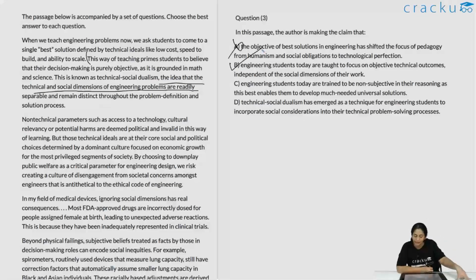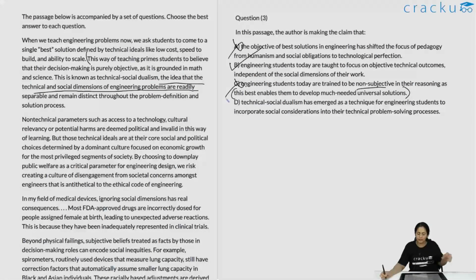Engineering students today are trained to be non-subjective in their reasoning, as this best enables them to develop much needed universal solutions. Non-subjective in their reasoning is true, but this is not the reason why this best enables them to develop much needed universal solutions. They are trained to be objective because they believe that being objective is what an engineer should do. The engineer should not look at social problems, because doing that would be getting involved in politics, and your job as an engineer is not to get involved in politics. That is the reason why they are trained to be objective in their outlook, and not because they want to build best universal solutions. That is not the aim at all. So C is also incorrect.